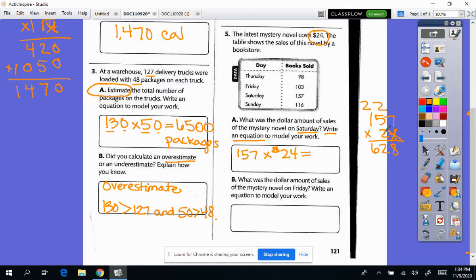I'm going to move over here to the tens place. So I'm going to drop a 0 and then multiply through by this 2. 2 times 7 is 14. Carry my 1. 2 times 5 is 10, plus 1 is 11. 2 times 1 is 2, plus 1 is 3. And so I have two partial products that I can add together now. 8 plus 0 is 8, 2 plus 4 is 6, 6 plus 1 is 7, and I'm just left with a 3 here. So the total sales on Saturday would be $3,768.